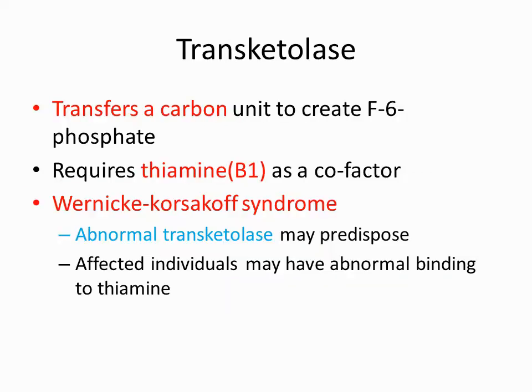So as we have seen in the previous slide, transketolase will help ribose 5-phosphate to convert into fructose 6-phosphate. How? It will transfer the 2 carbon unit and make fructose 6-phosphate. It will require thiamine B1 as a cofactor, and if the person has abnormal transketolase, they will develop Wernicke-Korsakoff syndrome. Affected individuals may have abnormal binding to thiamine, and that's why it will not be normal transketolase, and they will develop Wernicke-Korsakoff syndrome.